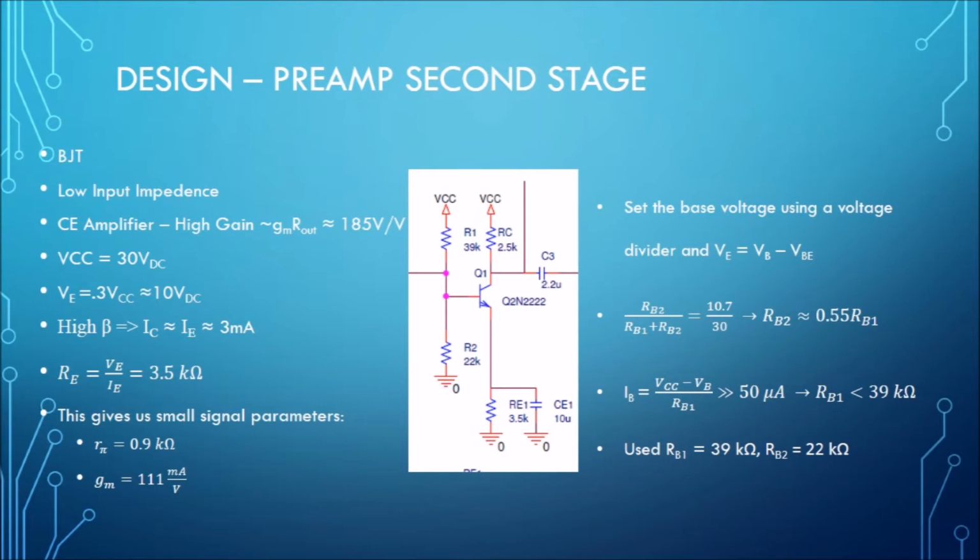Now, a little bit more about the biasing. Here we actually wanted to get about 30% of VCC across RE. So that way, this was to control the base. And then from that, we use that to control the voltage at the emitter. Knowing the voltage of the emitter, we tuned RE to get the desired IE, which is about equal to IC.